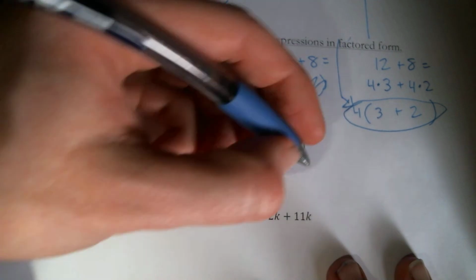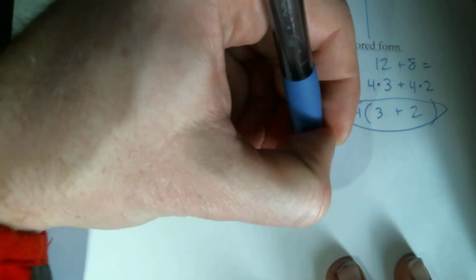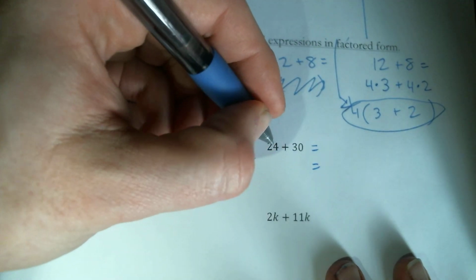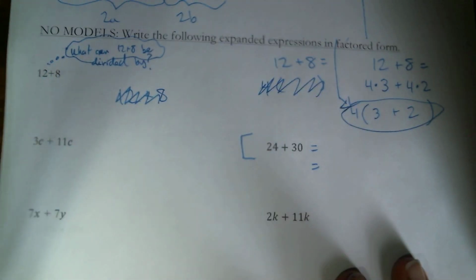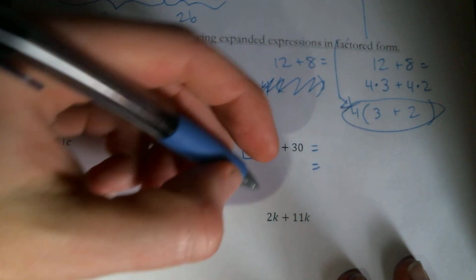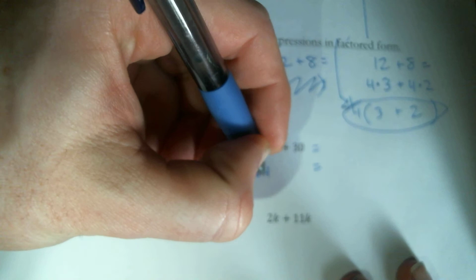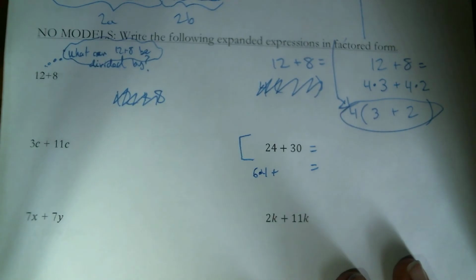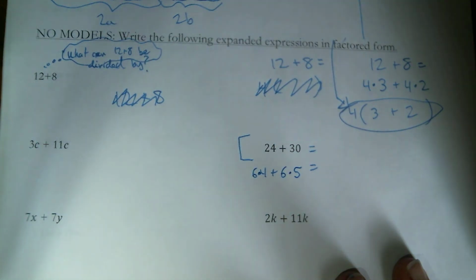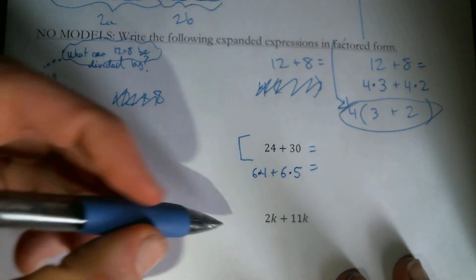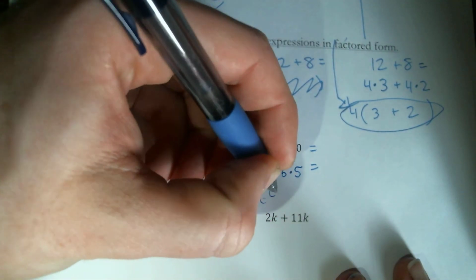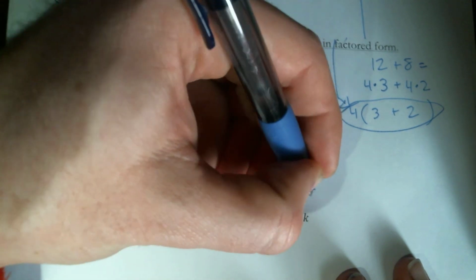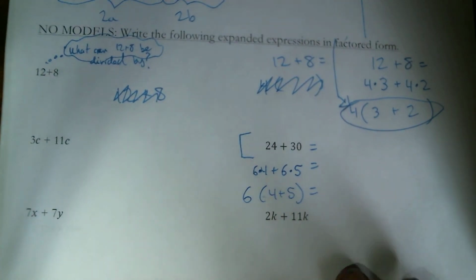Okay, hopefully you're back from this. So here I'm going to say, okay, 24, I can break that down. What can I divide both by? I can divide both 24 and 30 by 6. So I can say 6 times 4, and I can say 6 times 5. So I have 6 groups of 4 plus 5. I just factor my 6 out of both terms.